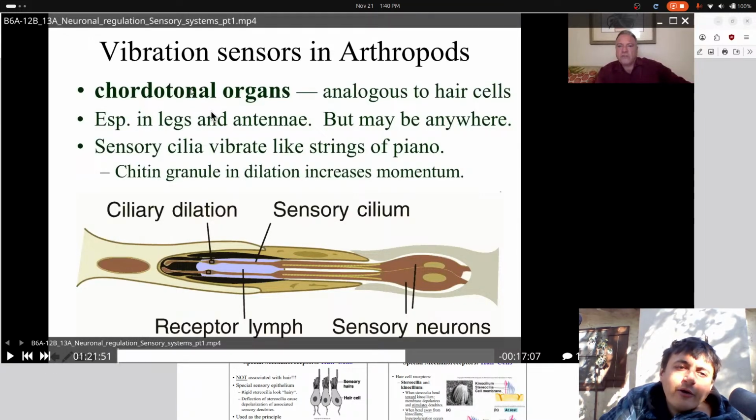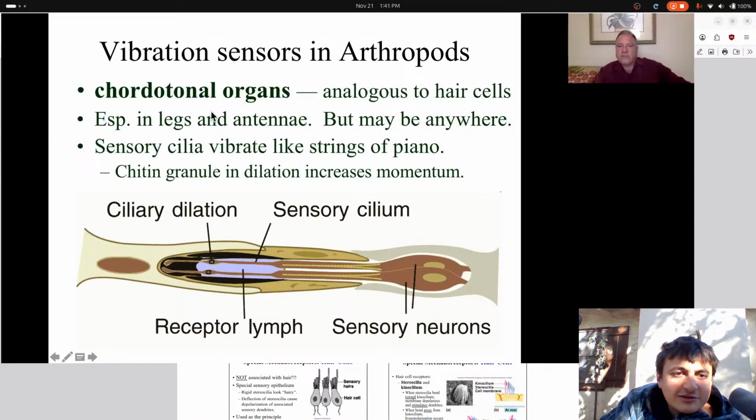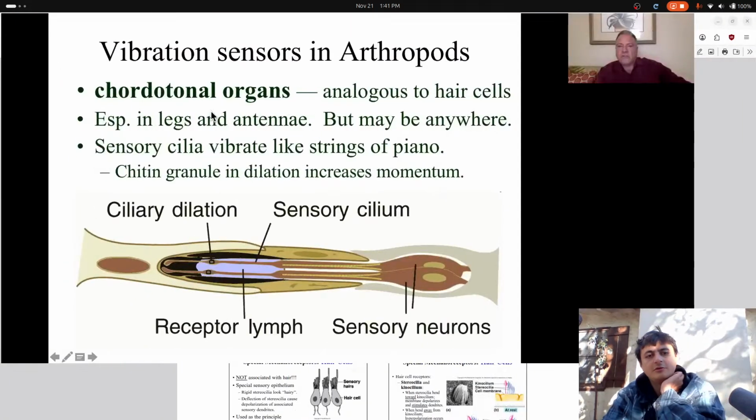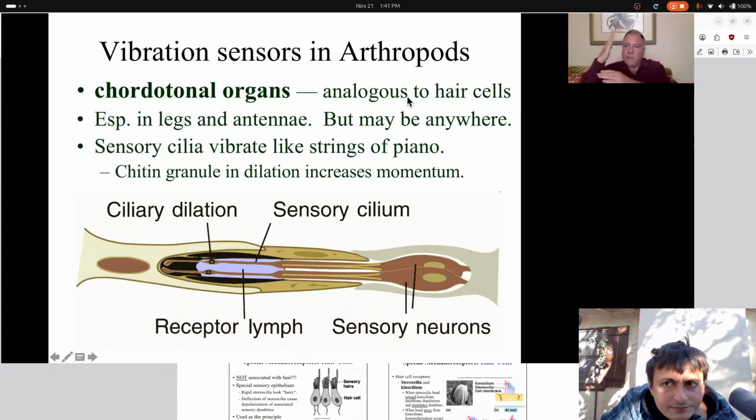Oh, chordotonal. I thought it was... Oh, I had a little dyslexic moment. I thought it was daunt. Yeah, see what I wrote? Chordotonal. Chordotonal.